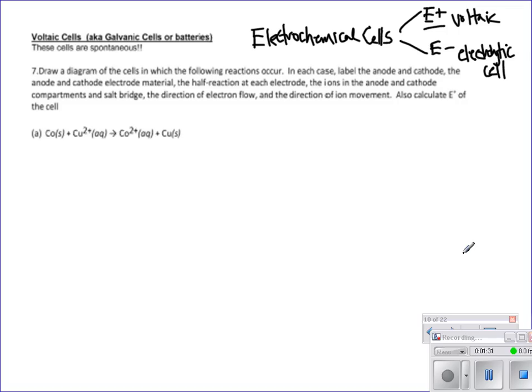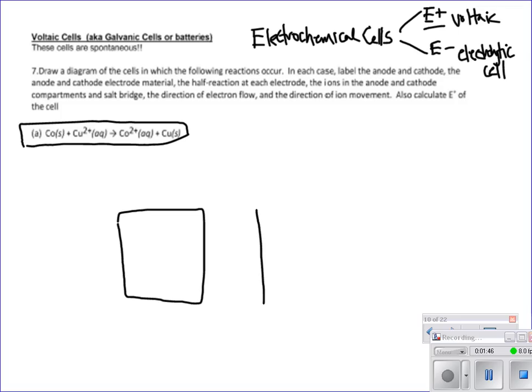We're going to start. This particular redox reaction is the reaction that's running this cell. It is the movement of electrons from oxidation to reduction that's harnessing that energy. So we always start in two separate vats. Okay? Each vat represents a half reaction. It's a half cell. So oxidation will be in one of the cells. Reduction will be in the other cell.